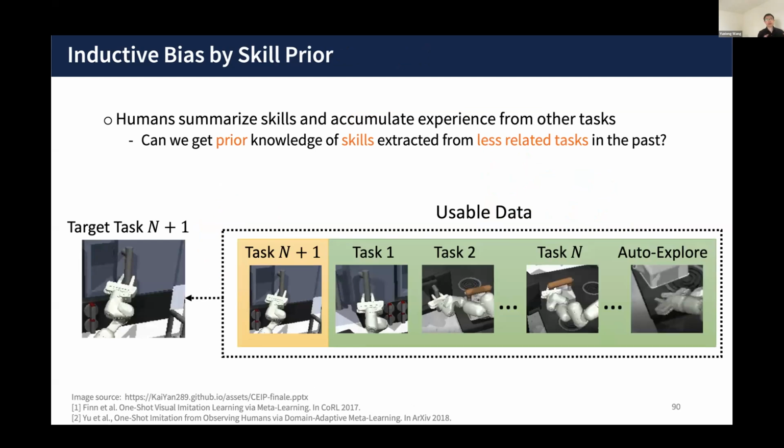One issue of the closeness to expert solution is that it doesn't use any specific property from non-expert data. However, demonstrations that are not expert for the target task can also be very useful. In fact, humans can summarize skills and accumulate experience from other tasks. Therefore, we would like to leverage prior knowledge of skills extracted from less related tasks in the past. Notice that as a subset of few-shot learning from demonstrations, skill prior is closely related to meta-RL and hierarchical RL.